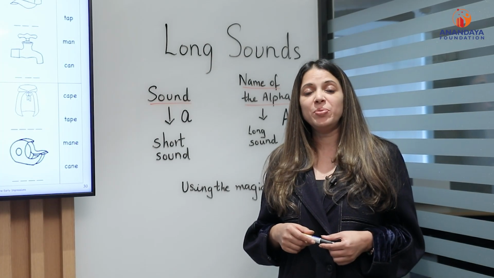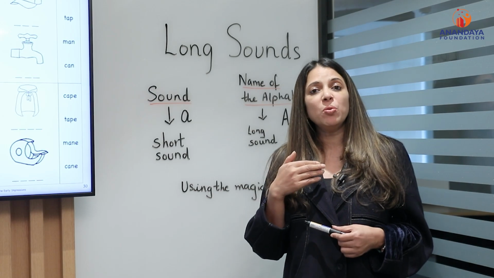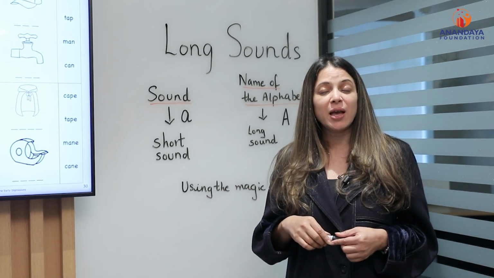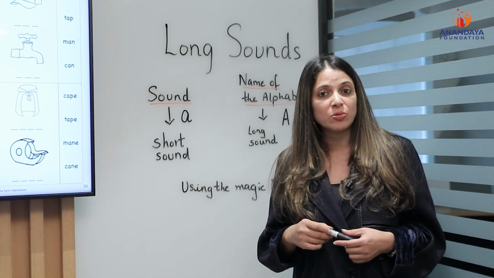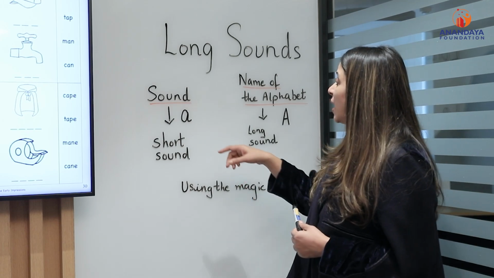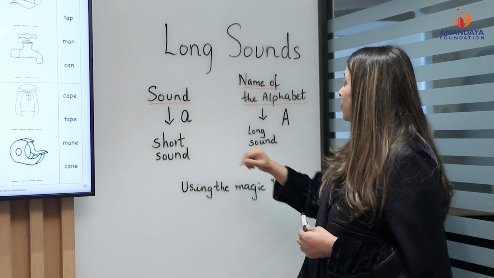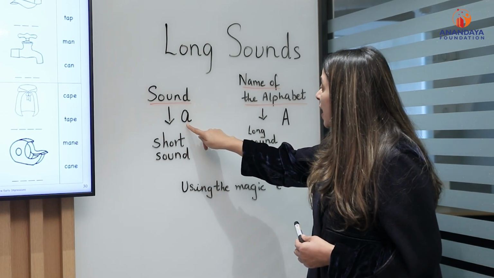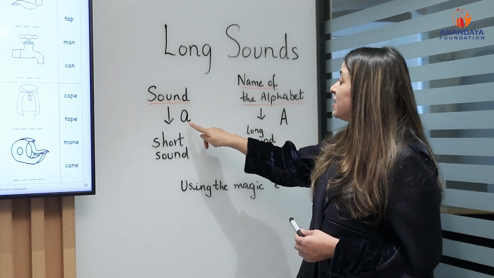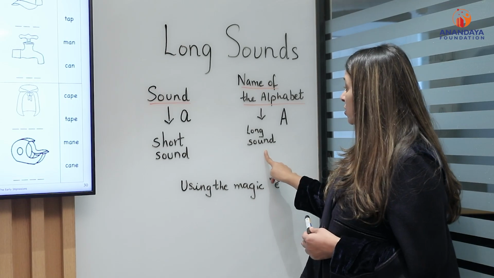Till now we have been teaching the child the sounds of the vowels. Now the sounds of the vowels will change to the long sounds, and what we mean by long sounds is what I'm going to tell you now. Every alphabet has a sound, like we saw A, and every alphabet also has a name, A. The sound is the short sound and the name is the long sound.